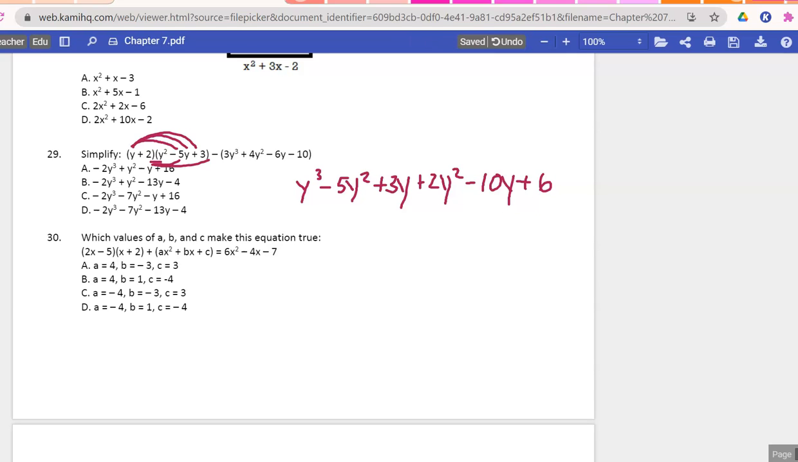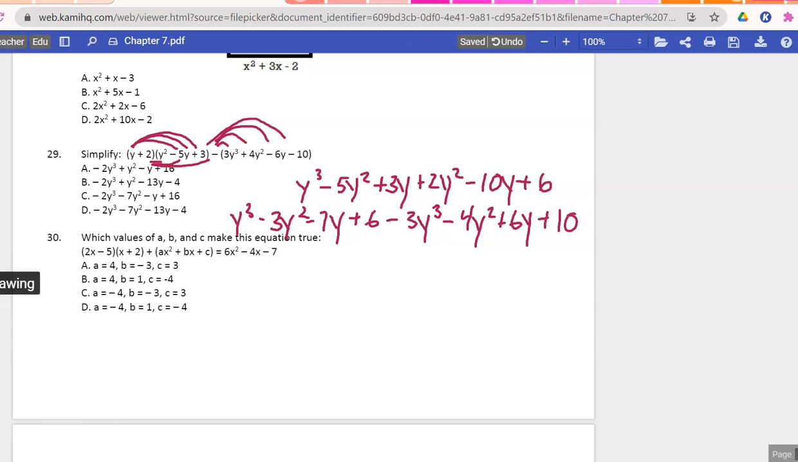I want to simplify that before I subtract the second set of parentheses. So y to the third is coming down. Negative 5y squared plus 2y squared gives you negative 3y squared. 3y minus 10y gives you negative 7y, and you have plus 6. Now I need to change all these signs, and I'm going to bring those down. So negative 3y to the third minus 4y squared plus 6y plus 10.